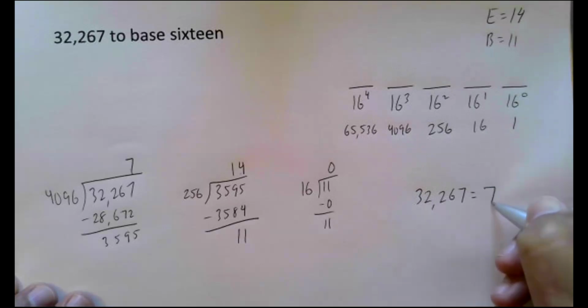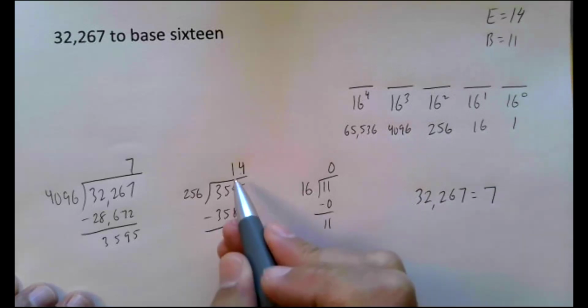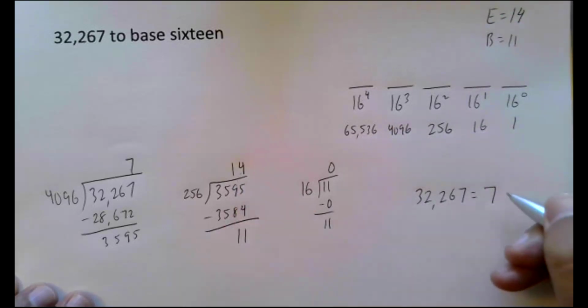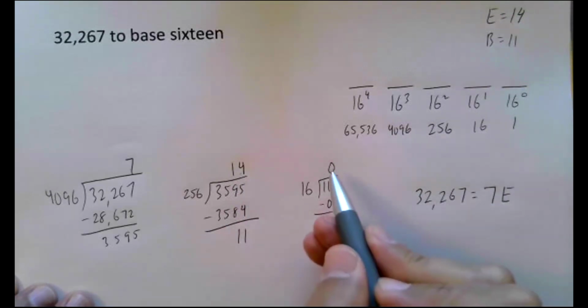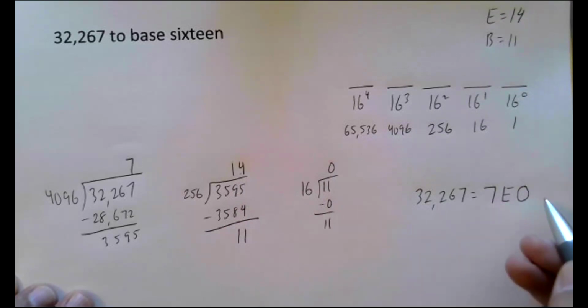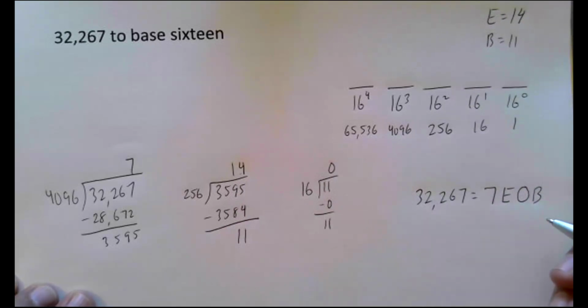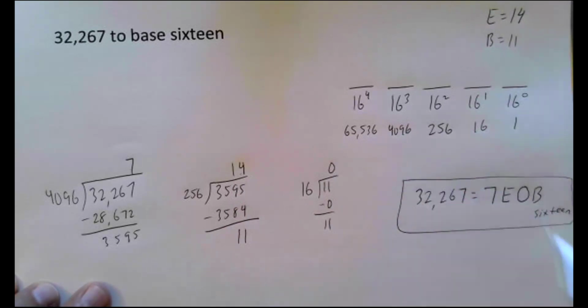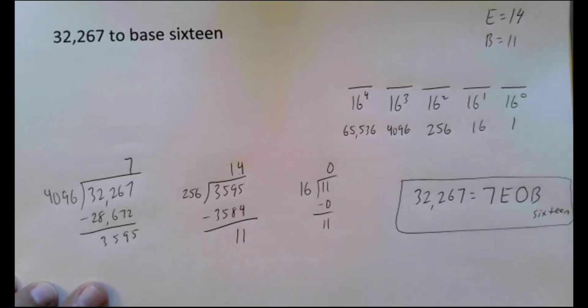32,267 is equal to 7, and then 14, which is actually E, and then 0, that is a 0 right there. That's not the letter O, that's a 0. And then 11 goes here, but 11 is actually B. Base 16, so let me squeeze the word 16 there, because that's necessary. Told you that was a tough one.